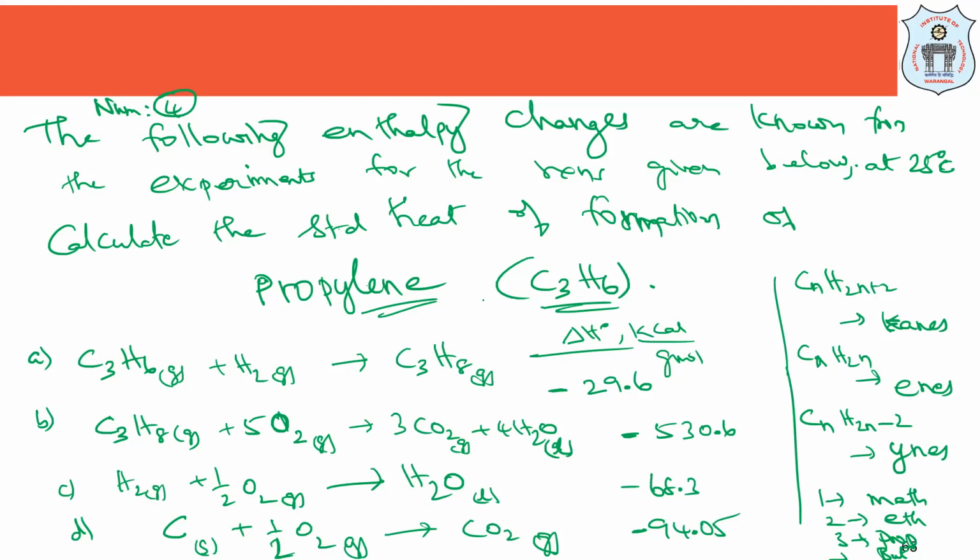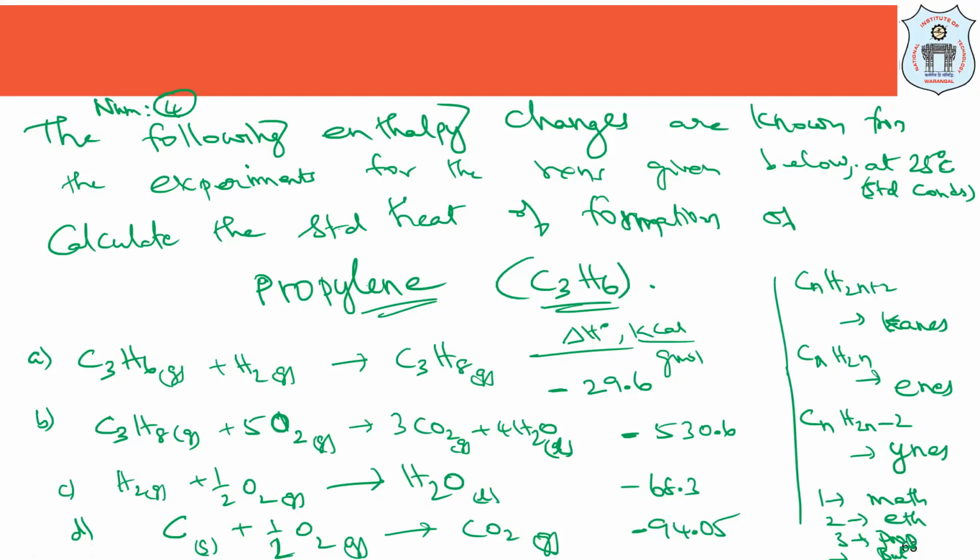So what is the standard heat of formation of propylene is the question. I repeat the question. The following enthalpy changes are known from the experiments for the reactions given below at 25 degrees, standard conditions. Calculate the standard heat of formation of propylene. How do we write the standard heat of formation? From its basic elements. What is the basic element? It has C and H. So C plus H2 giving C3H6, after balancing it, we will write what is the delta H of that particular reaction by adding, subtracting, multiplying these A, B, C and D, and we will be able to get the answer.